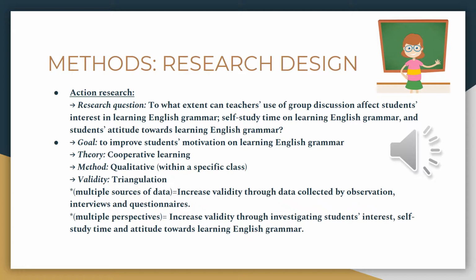For the method, we are using a qualitative research method and conducting the research within a specific class. To increase the validity of our research, we will be using triangulation, which means we are using multiple sources of data, so that we can collect data by observation, interviews, and questionnaires. Moreover, we will inspect multiple perspectives, so as to increase the validity of our research, through investigating students' interest, self-study time, and attitude towards learning English grammar.